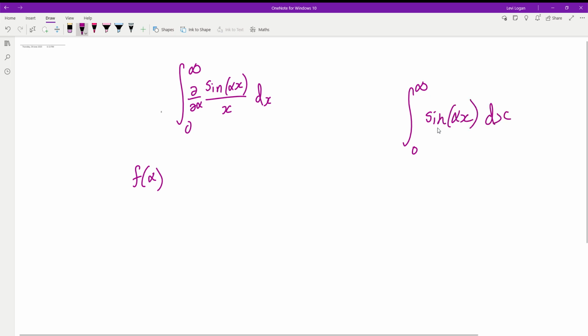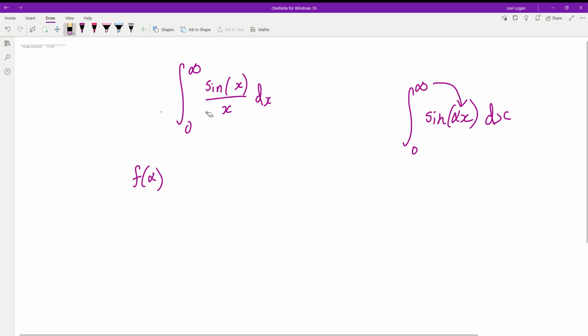Now that's kind of hard to integrate because, one, if you put 0 into here, that's going to give you 0, and if you put infinity into here, sine of infinity basically oscillates between 1 and 0, depending on what value it is, so it doesn't really help us either. So putting the alpha here isn't the best move.